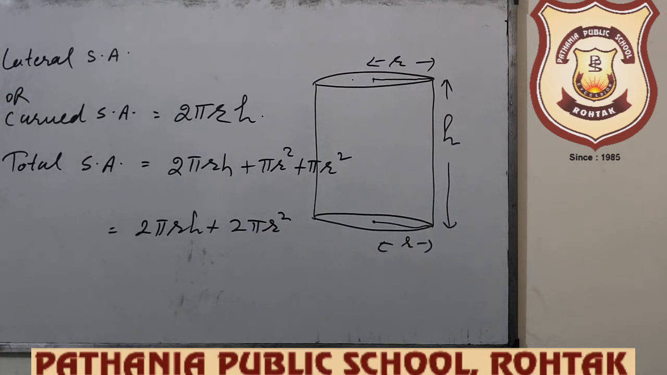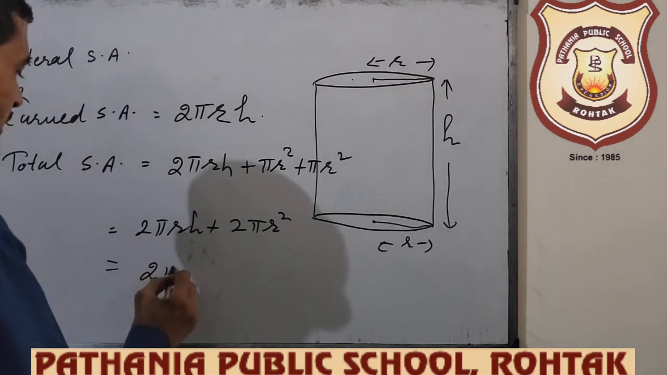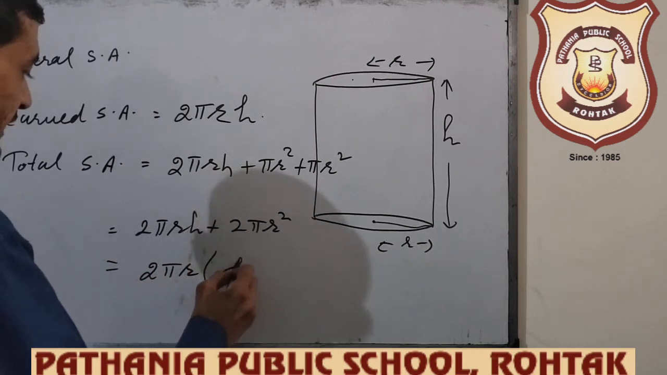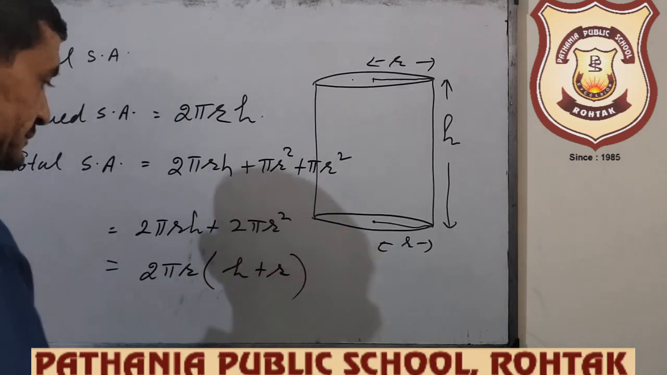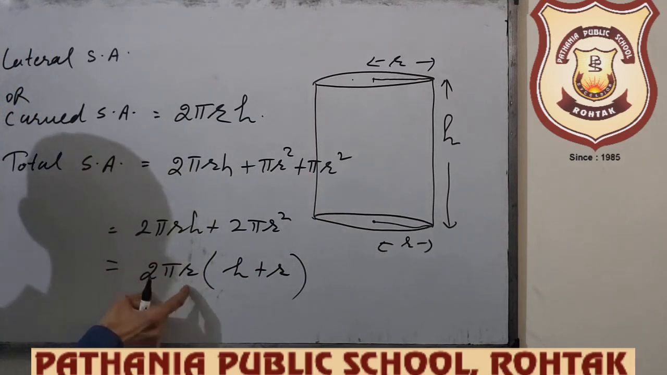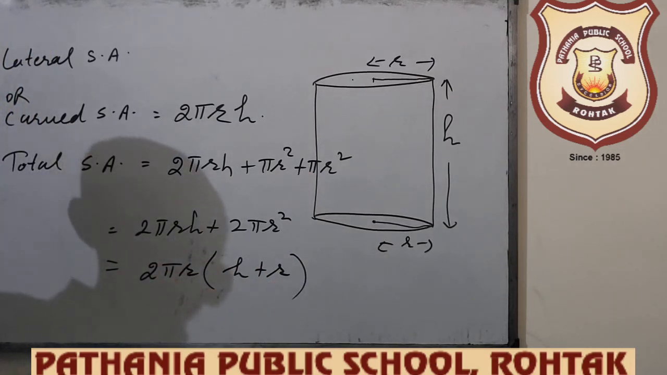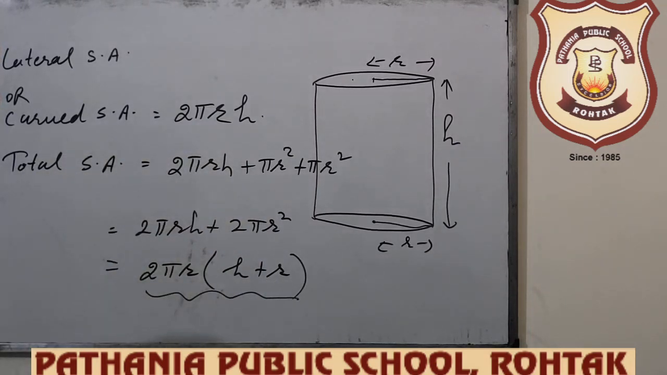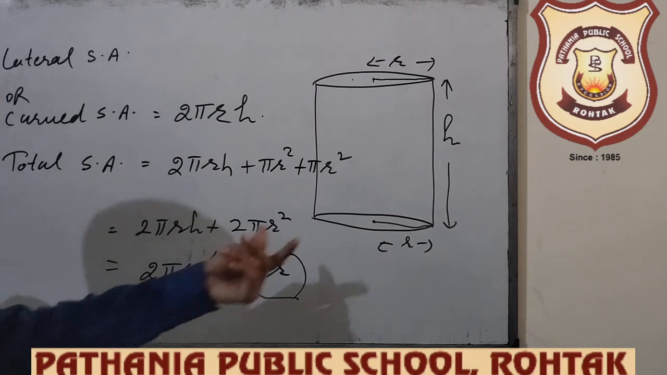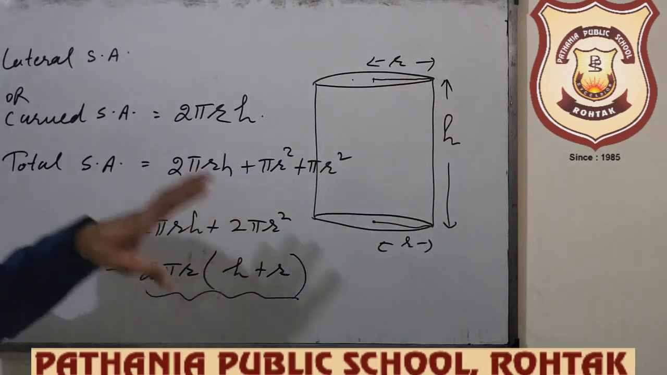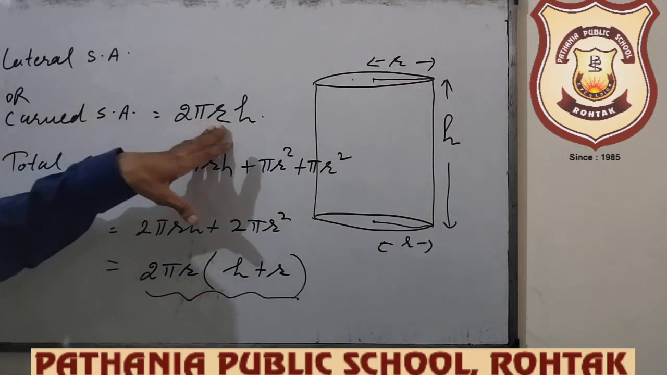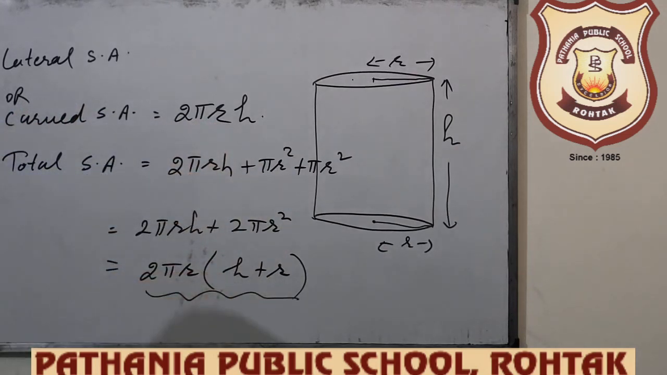Now keep in mind all these formulas, only the values of r and h are required. Okay? You can also write it, take 2 pi r common and then h plus r. 2 pi r right outside, left over terms is h plus r. So total surface area is this also. So beta, only r and h are required. If radius and height of cylinder are given, we can calculate the curved surface area or total surface area.